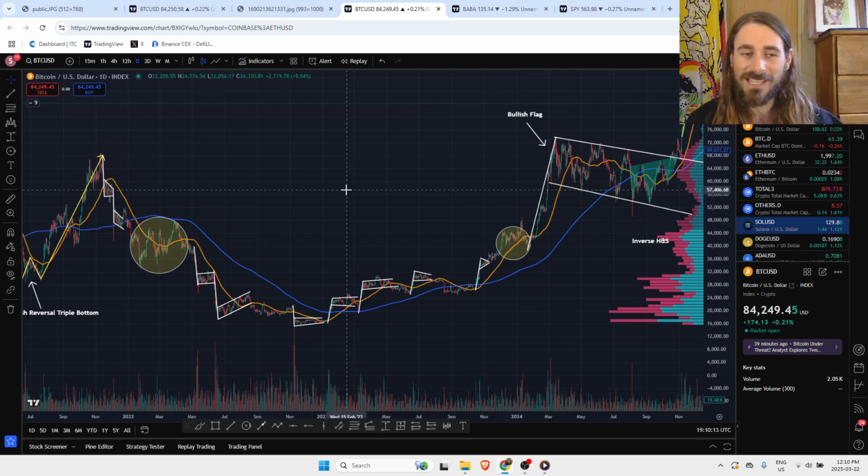So if you're seeing lots of bear flags, that probably tells you you're in a downtrend. You might be in a bear market. You really need to pay attention and really look for where that trend is going to reverse.